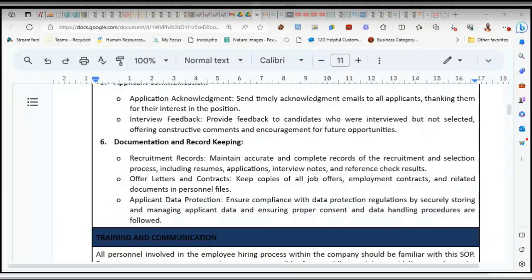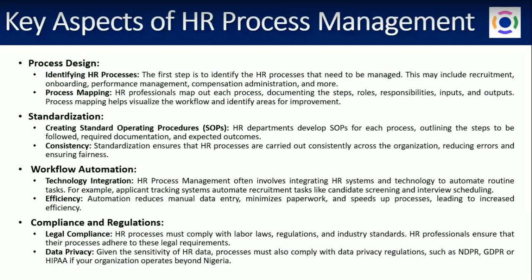Okay, we're back here. So when we talk about process management, your SOP is a critical tool that helps you. Key aspects of HR process management. The first aspect is what? Process design. How do you design a process? You identify HR processes. After identifying HR processes, you map the process. HR professionals map out each process, documenting the steps, the roles, the responsibilities, the inputs, and the outputs. The SOP that I just showed you is about 50 pages.